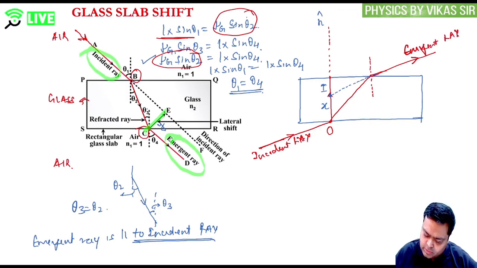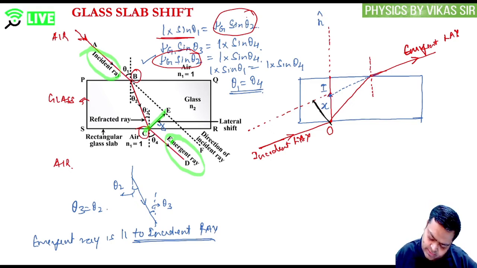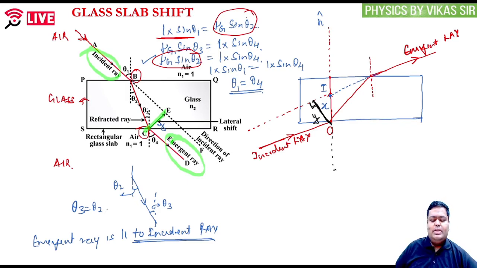And if I back trace it here like this, we can see that these are parallel to each other. And so I sketch the perpendicular. So I have sketched this perpendicular from here. And this distance is defined as the lateral shift. So I have to find out the value of y. So how do I find that? For that I needed angles.